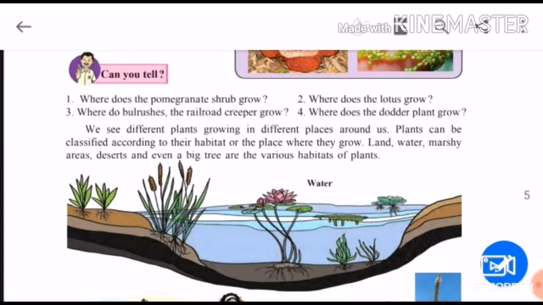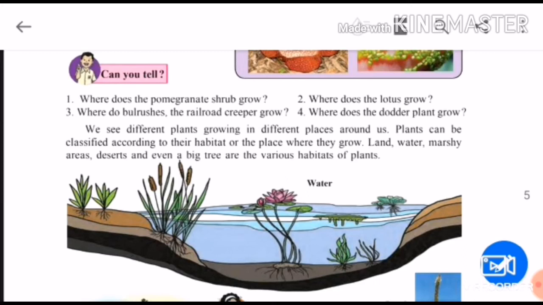Can you tell where the pomegranate shrub grows? These are the questions they ask you. Pomegranate, definitely you will find it grows on land. Where does the lotus grow, children? Lotus grows on water. Where do bulrushes and railroad creeper grow? Children, creepers also grow on land only, but they need a support. Where does the dodder plant grow? Dodder plant also grows on land only. So here are some of the habitats.